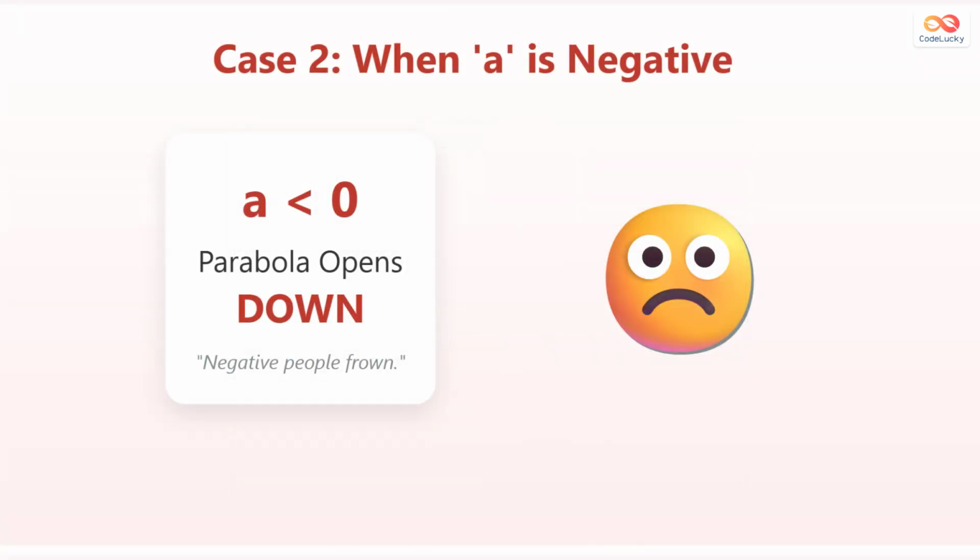Now for the second case. When A is less than 0, meaning it is a negative number, the parabola opens downwards. You can remember this by thinking of a negative attitude leading to a frown. The graph arches over like a frown.